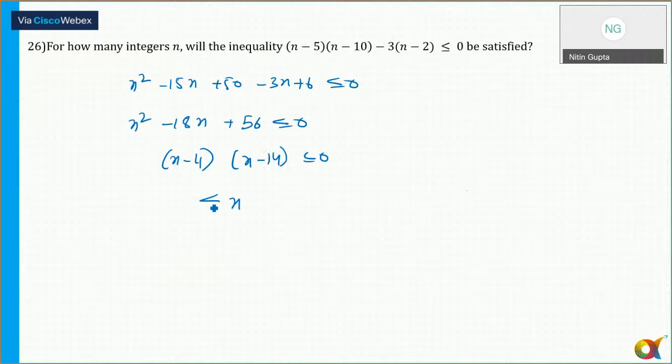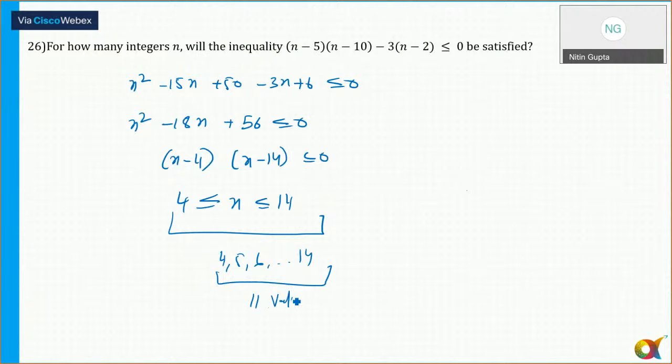So n is lying in the range 4 to 14. So from 4 to 14, how many integers are there? A total of 11 integers, like 4, 5, 6 and so on till 14. So 11 values. Any doubts now? Was this a new question? No? You have done such type of question. So this was also doable.